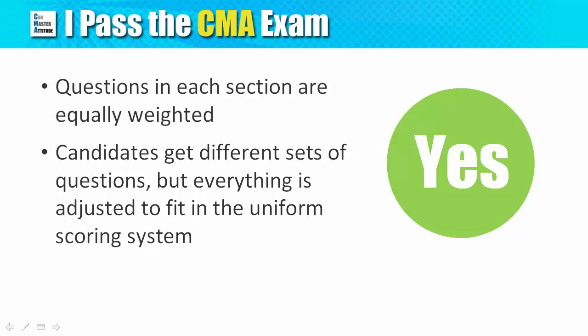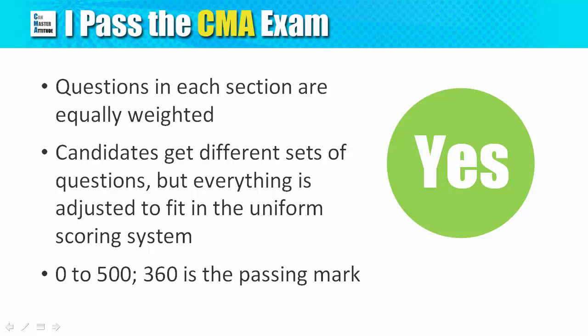The raw score is converted to a uniform scoring system of 0 to 500, with 360 being the passing mark. In other words, if you get a score of 400, it doesn't necessarily mean that you get 80% correct. All it shows, and all you need to know, is that you passed the exam.